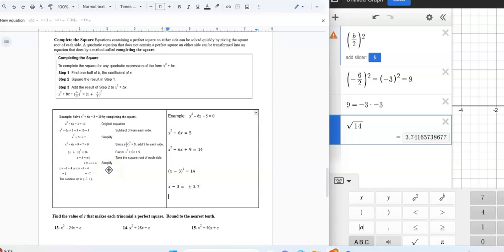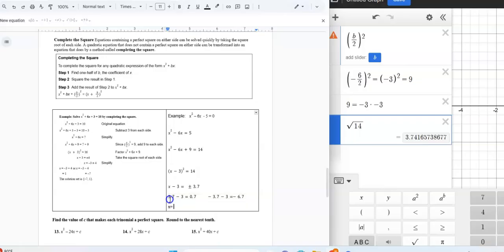So now that means we get two answers. We get 3.7 minus 3, which is 0.7, and we also get negative 3.7 minus 3, which is negative 6.7. That leads to x having two answers: negative 6.7 and 0.7. That's how you do this. That's the whole process.